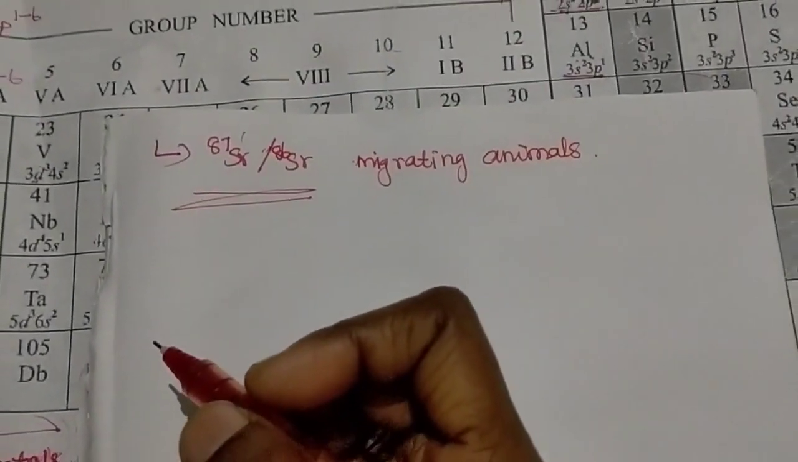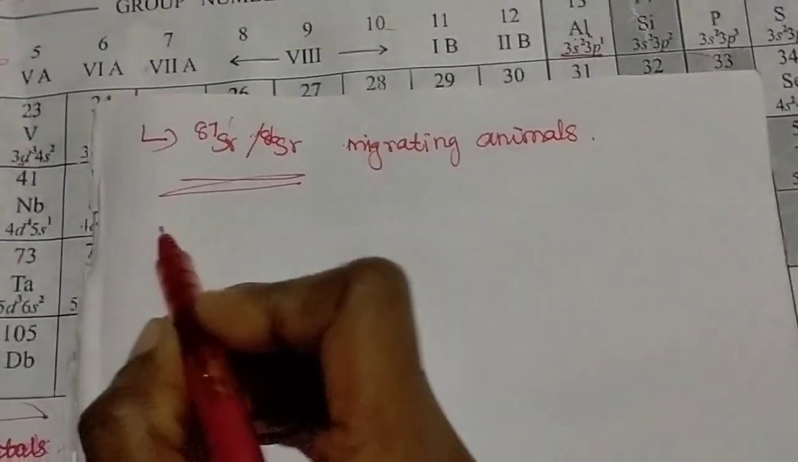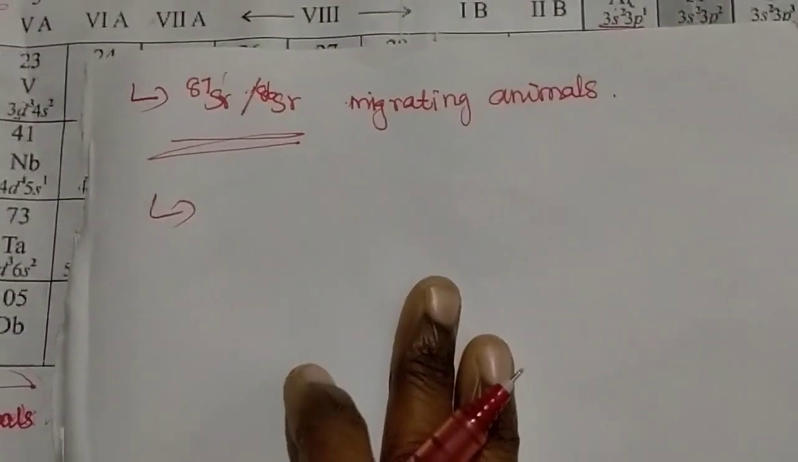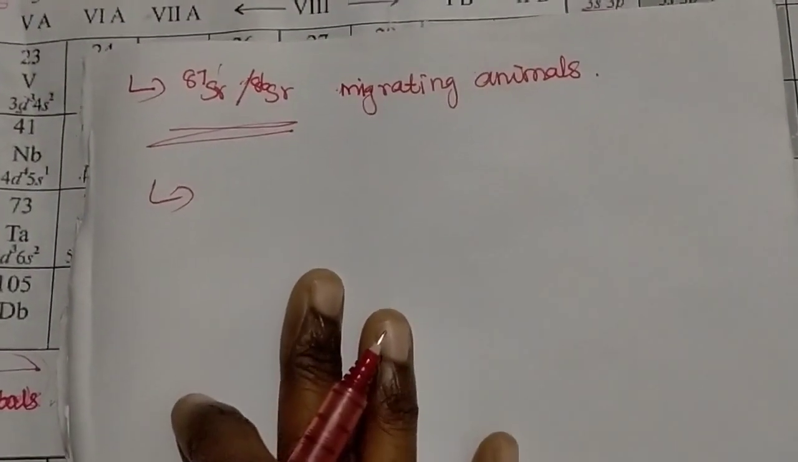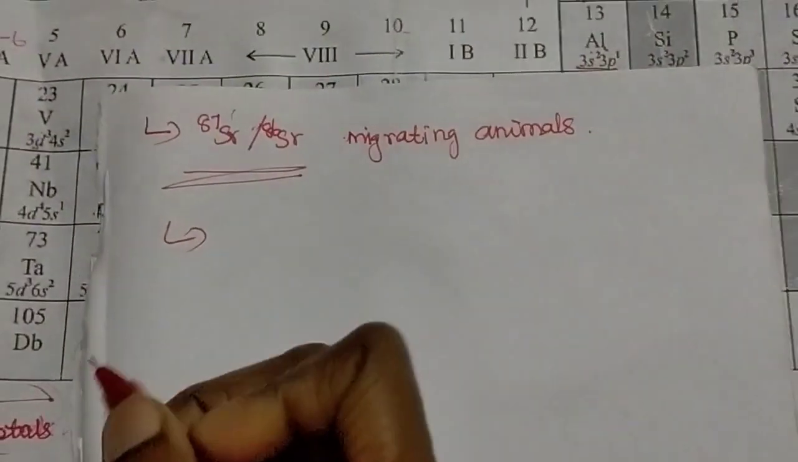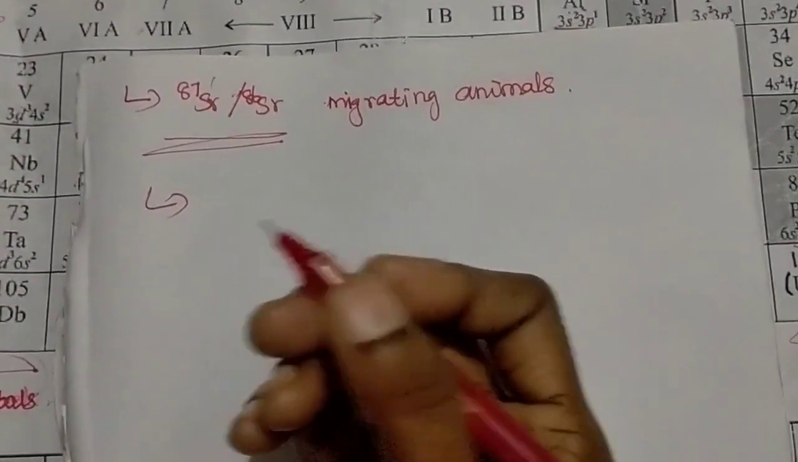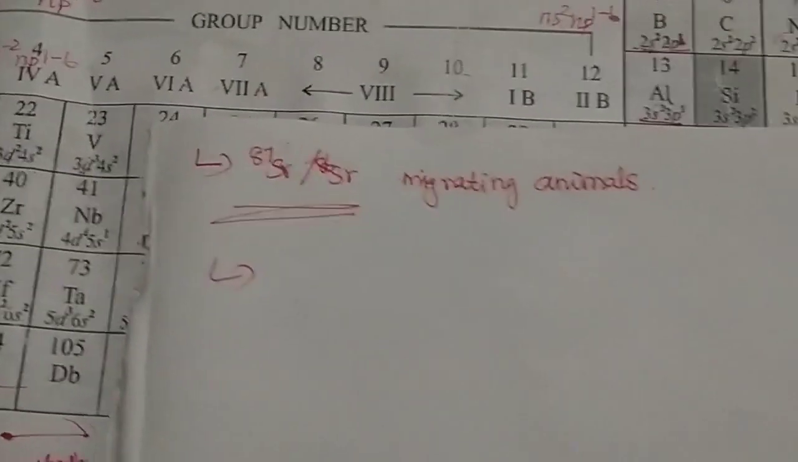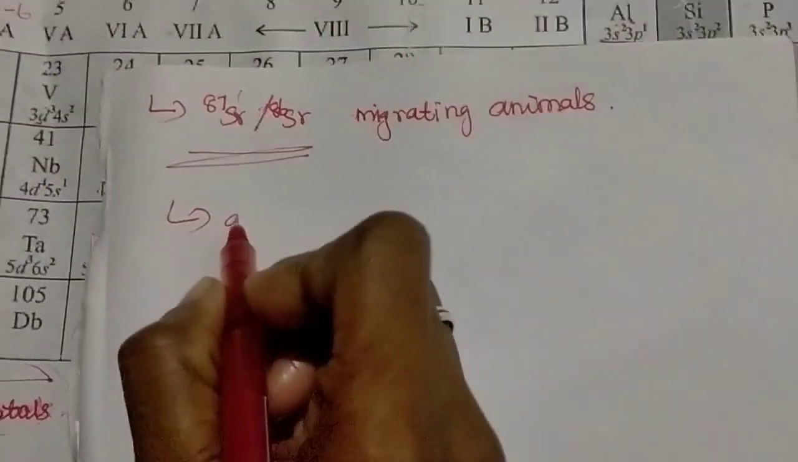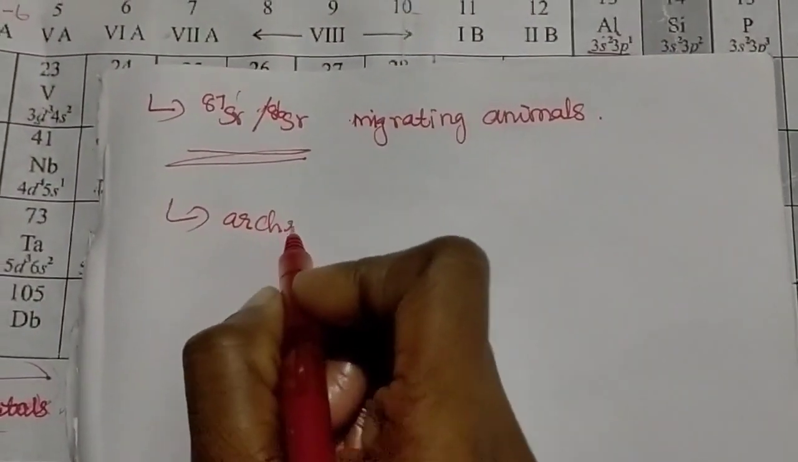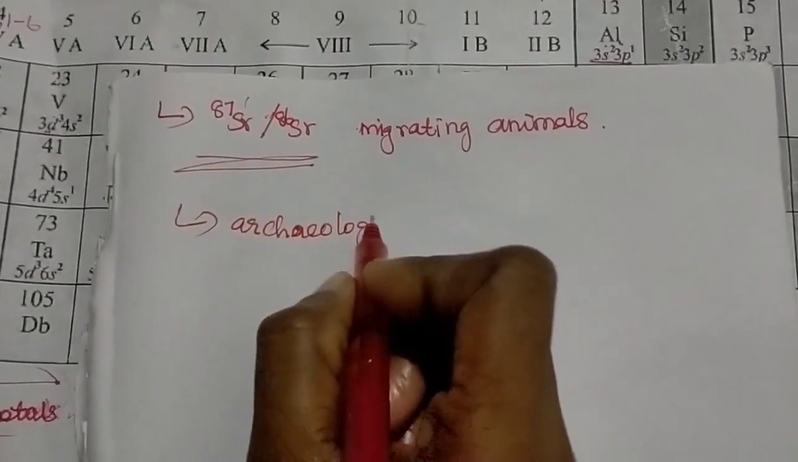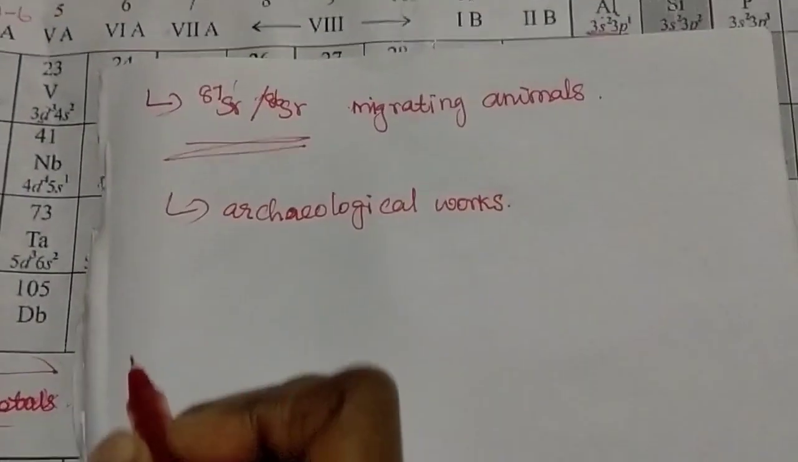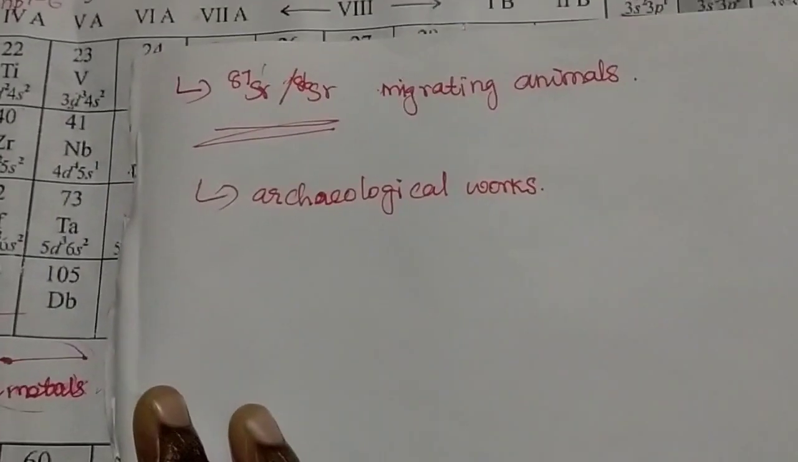and also for criminal forensics. The next one, and this is very important, to find out the ages of rock, and also we use this in archaeological materials such as timbers and coins to get the source of these archaeological materials. So these are the uses of strontium.